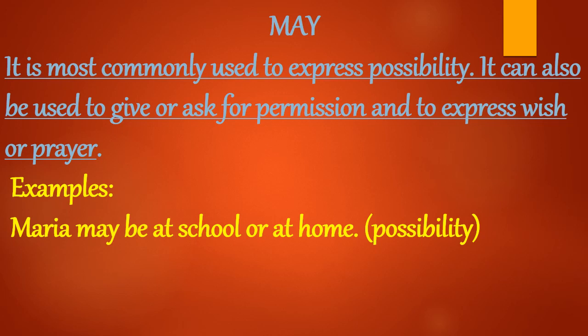Like, may I use your car? May I come in, ma'am? So this is used for seeking or granting permission in a formal manner. One example is given here for possibility. It is used to express possibility.